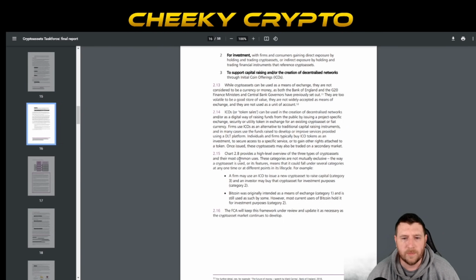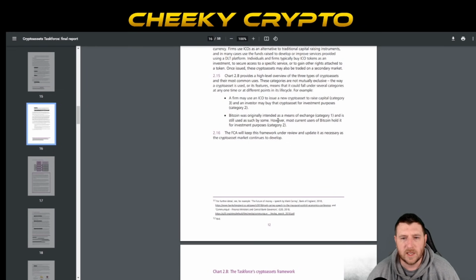Okay. Chart 2B provides a high-level overview of these types of crypto assets and their most common uses. These categories are not mutually exclusive. The way a crypto asset is used or its features mean that it could fall under several categories at one time or at different points in its life cycle. For example, a firm may use an ICO to issue a new cryptocurrency to raise capital, category 3, and an investor may buy that crypto asset for an investment purpose, category 2.